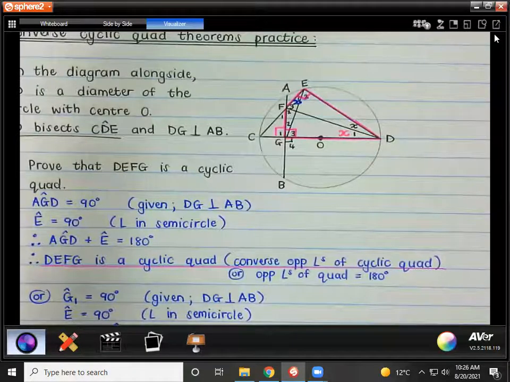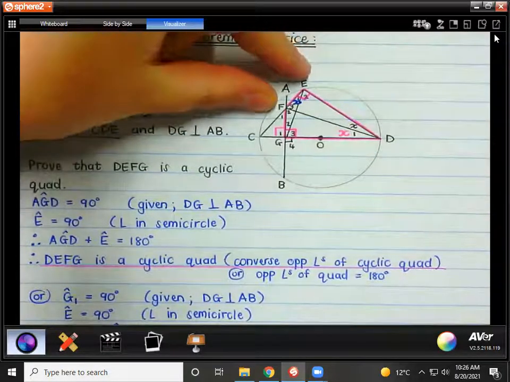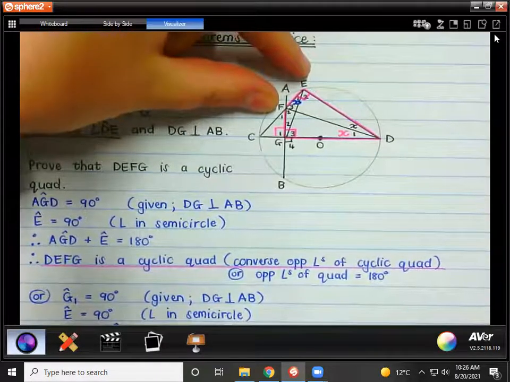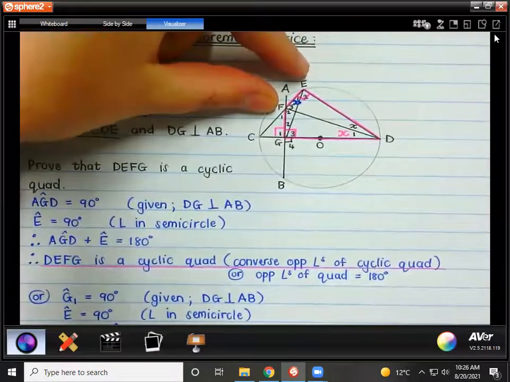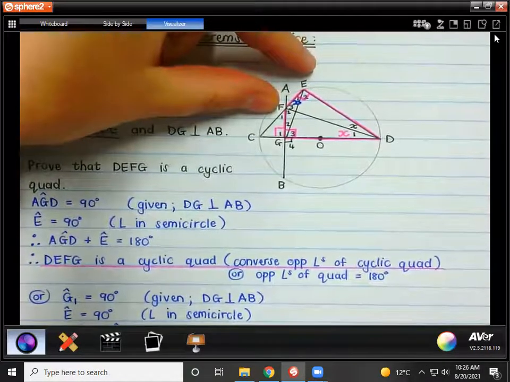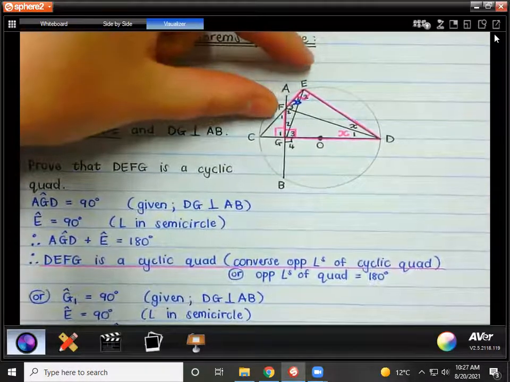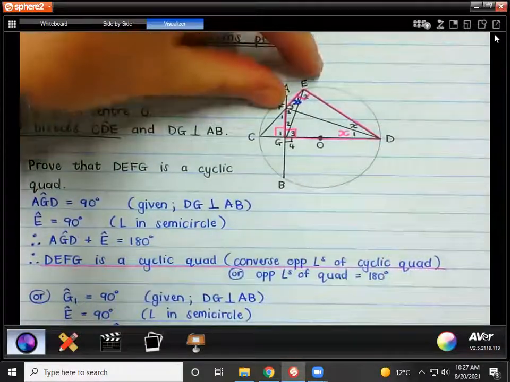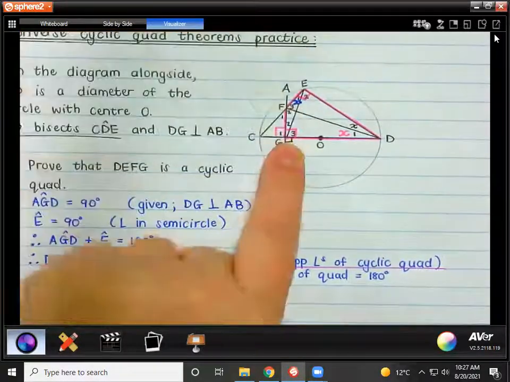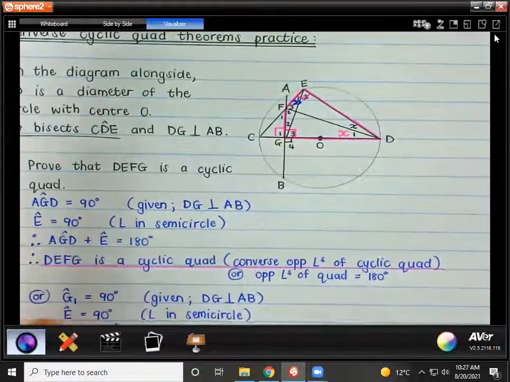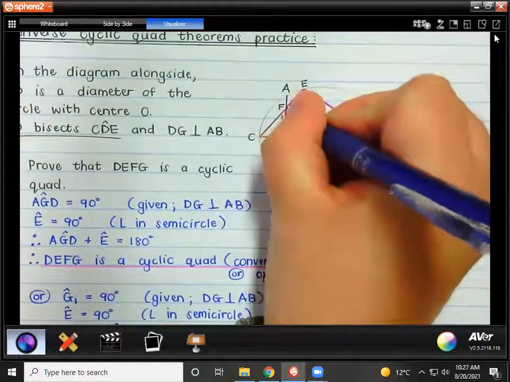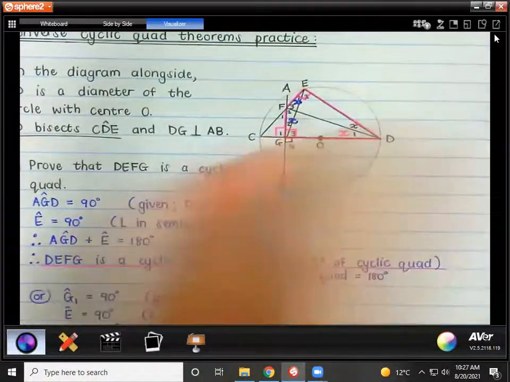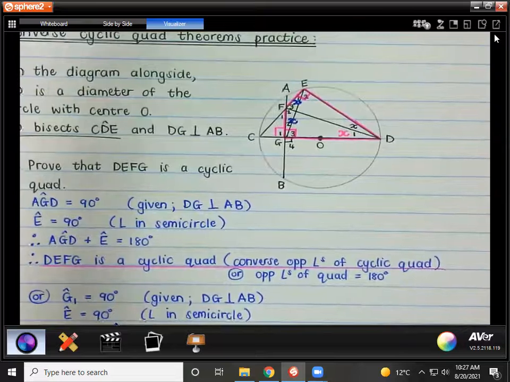Let's see. FE or EF is actually also a chord in that new circle, right? Because these 2 points are on the circumference. This chord is subtending that angle X. And it is also subtending G2. So G2 is also going to be equal to X. Also because of angles in same segment.